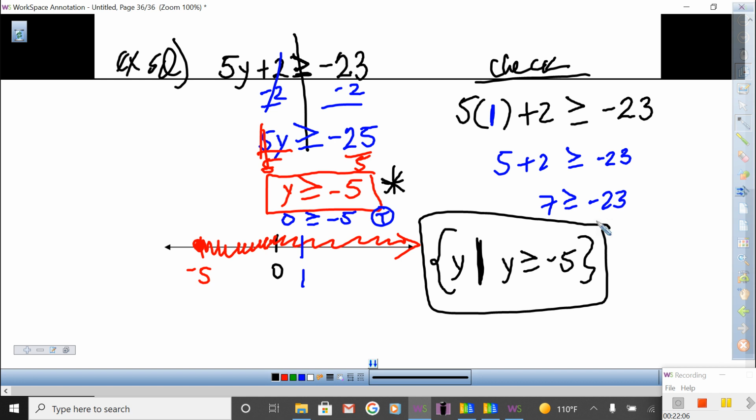Show me your fingers, how comfortable you are with these now. 5 4s, 5 4s, 5 4s, 5 4s. Okay, we just need practice, yes?